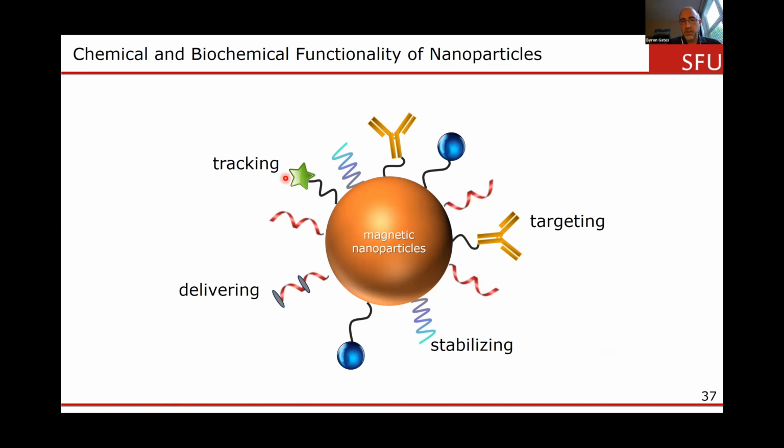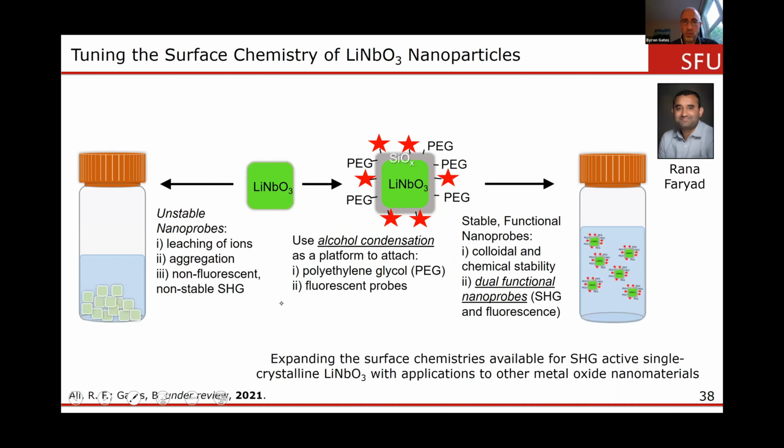So we want to put a label on there to track them using regular fluorescence. And so then you can look at the co-localization of this to other things of interest. And we want to be able to obviously stabilize these for physiological or other adverse conditions. And then we might want to add in targeting or delivery. And so how do we diversify the surface chemistry? And so one approach that we chose was to look at a thin silica layer and then using the alcohol condensation reaction. And we'll talk about that more in the next slide.